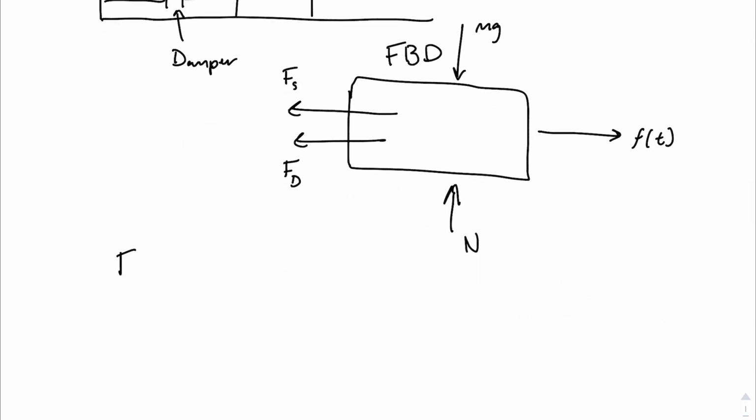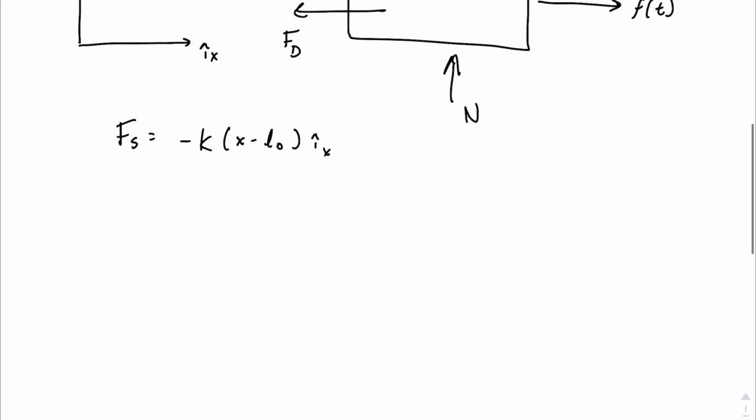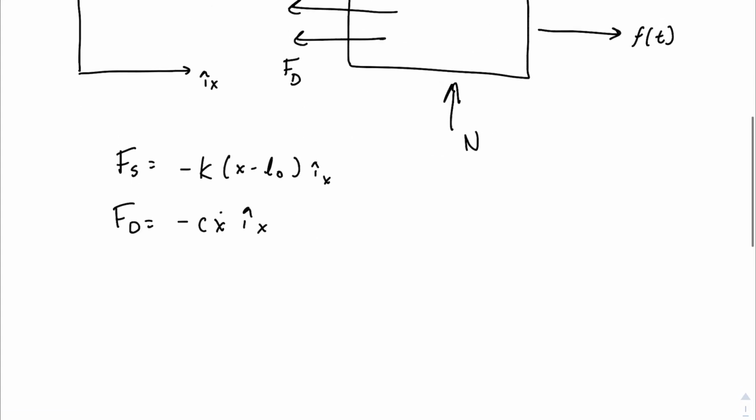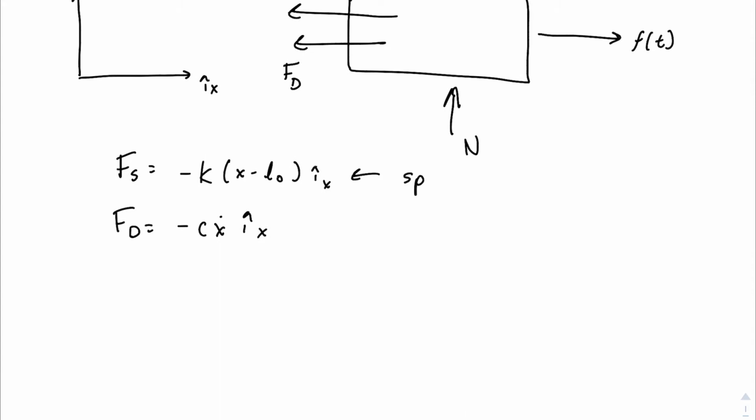So the spring force is equal to the negative of K times the displacement of the mass from the resting point of the spring, where K is the spring constant, which depends on the spring. The damping force is equal to the negative C x dot in the x direction, where C is the damping coefficient and x dot is the velocity of the mass.